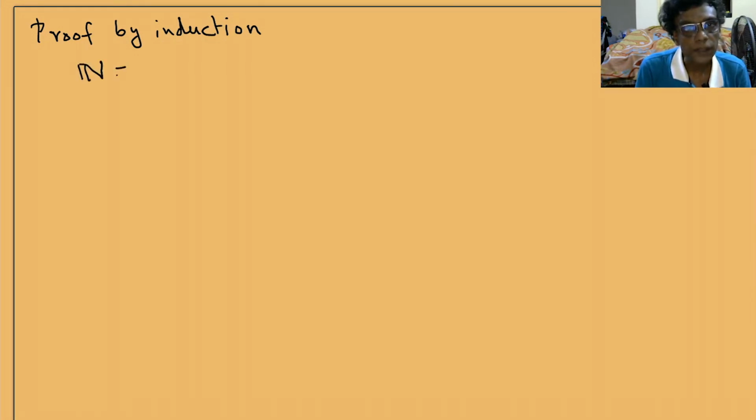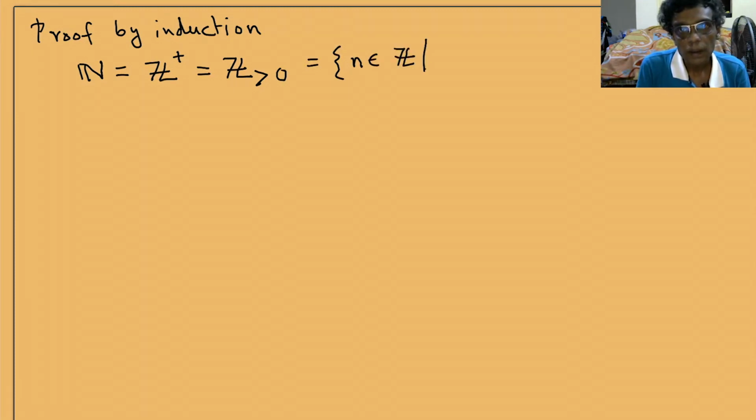N is the set of natural numbers, or this is another notation, Z plus, or we can even write more explicitly this as Z greater than 0, the set of all integers n in Z, but only restricted to positive integers, n greater than 0, that is n greater than or equal to 1.